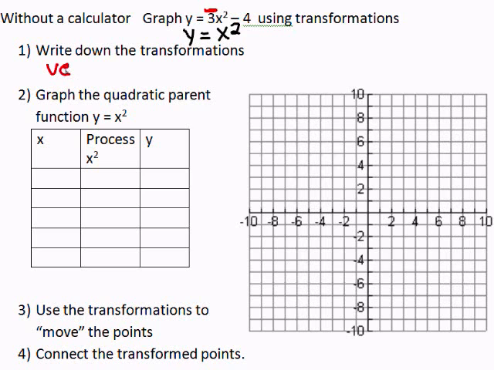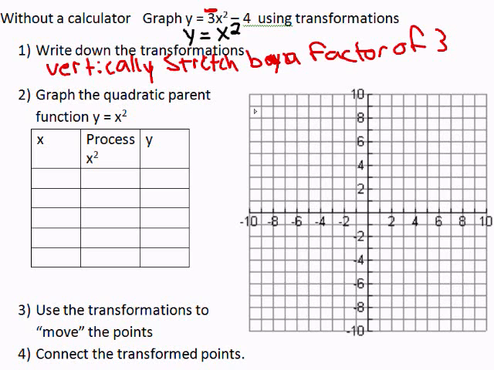That means we're going to vertically stretch our graph by a factor of 3. After we stretch it by a factor of 3, then we're going to go ahead and shift our graph down 4 units. That's what the minus 4 does. So we're going to shift down 4 units.